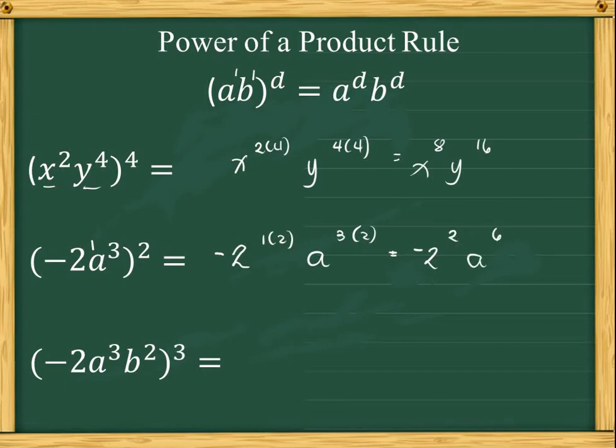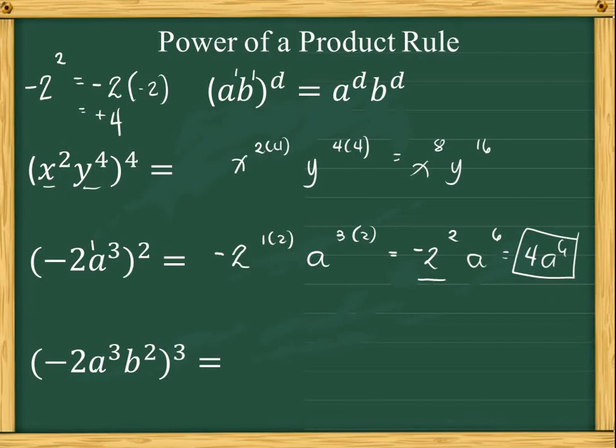Nakasimplify na ba? Hindi pa. Hindi pa nakasimplify si negative 2. So, you have your base negative 2 and you have the exponent of 2. Sa exponent, sinasabi niya kung ilang beses i-multiply ni base ang sarili niya. Your base is negative 2. Your exponent is 2. So, dalawang negative 2. Negative times negative, that is positive. 2 times 2 is 4. So, we have here 4a raised to the 6th power.